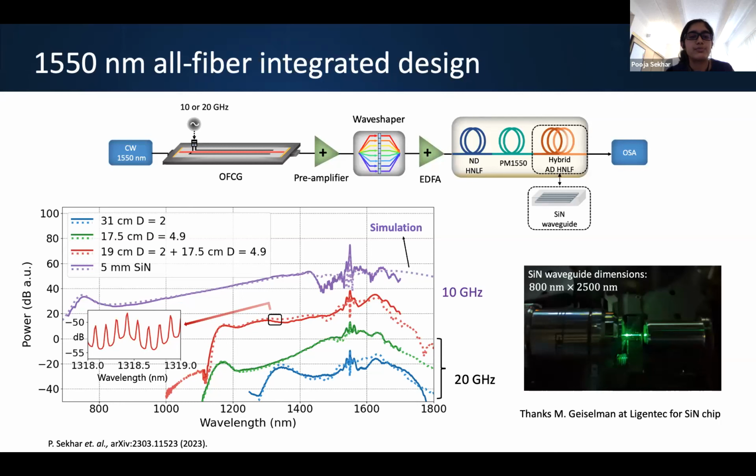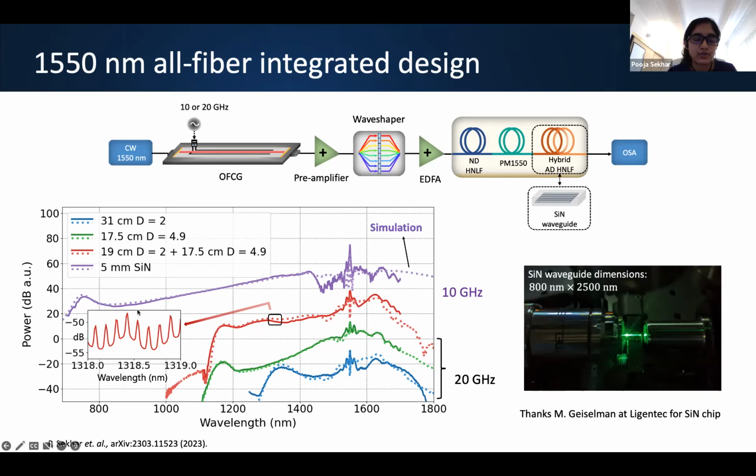Here, I'll present the supercontinuum generation from this 1550 nanometer resonant electro-optic comb. Using an all-fiber integrated approach, we are able to generate 20 gigahertz supercontinuum in anomalous dispersion, highly nonlinear fibers, as shown by these blue, green, and red traces. On replacing this hybrid HNLF with a silicon nitride waveguide, we were able to obtain an octave spanning 10 gigahertz spectrum as shown by this purple trace. Here, the solid lines correspond to the experimentally measured spectrum, and the dotted lines refer to the simulated spectrum, which shows very good agreement.